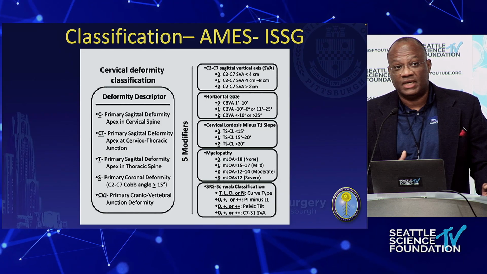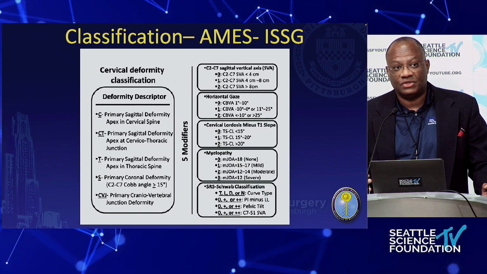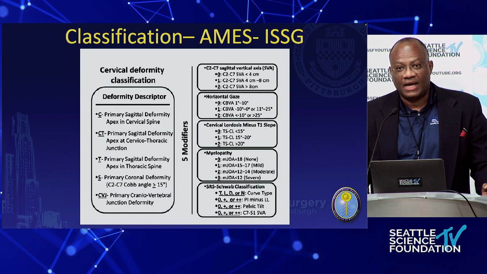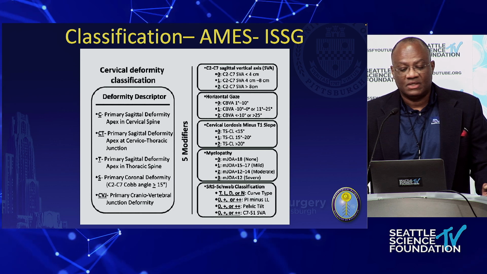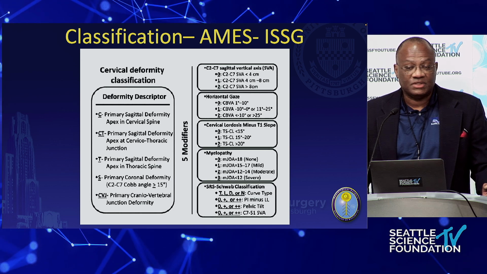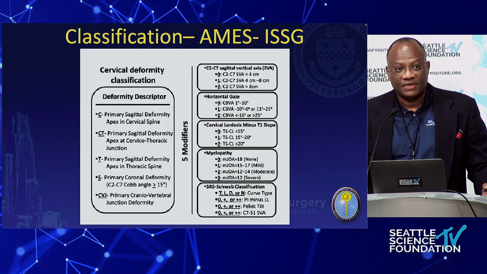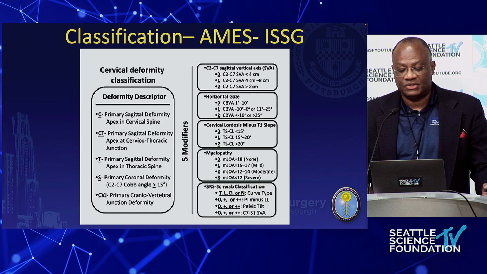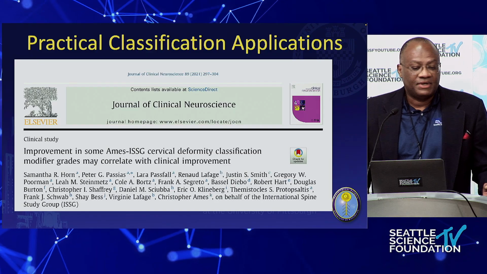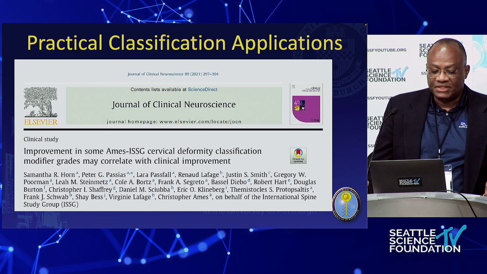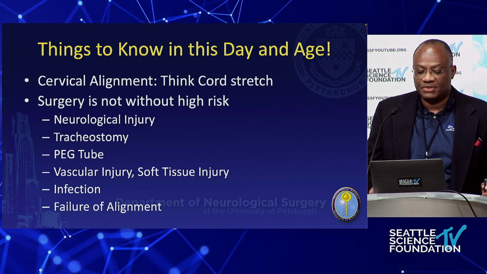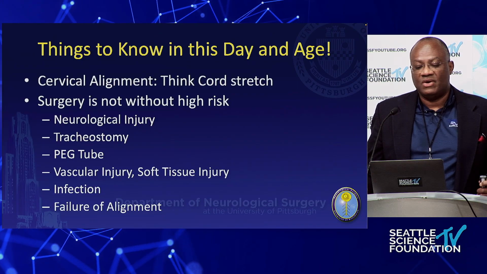One, it helps you understand what's going to come down the line. Two, it also gives you an appreciation of how the deformity is contributing versus a disc herniation, which is giving you a pseudo deformity, versus also your own interpretation down the line. There are practical classification applications from the AIMS classification, but here are some of the things that I wanted to jump to. Things to do and know in this day and age.